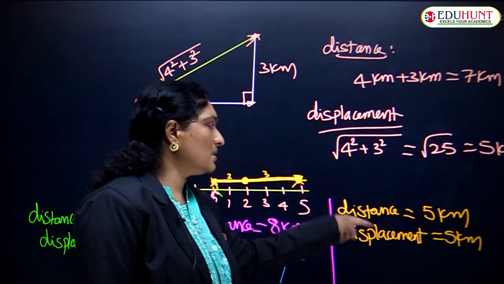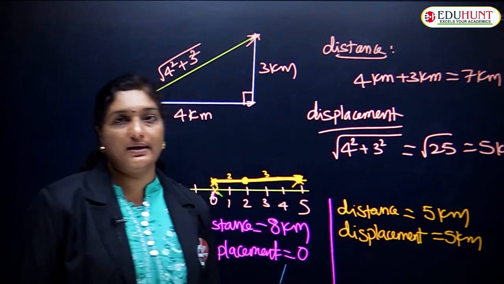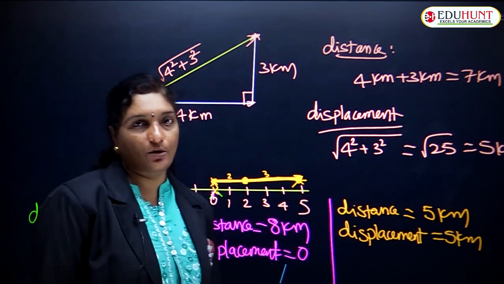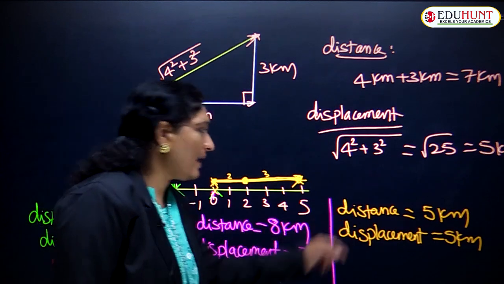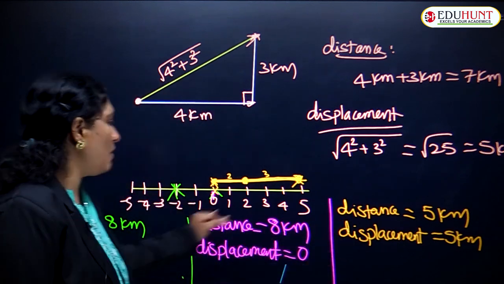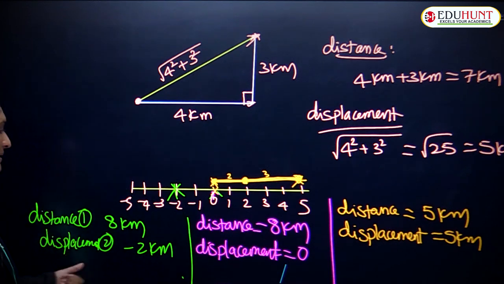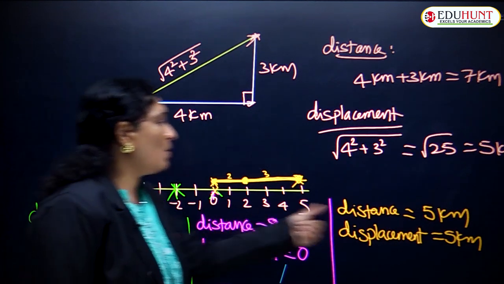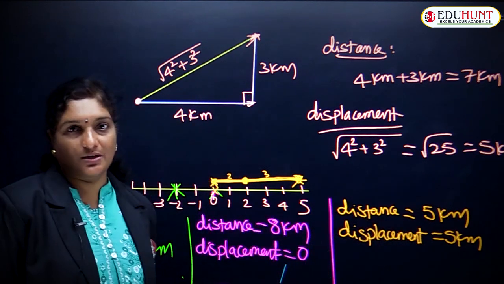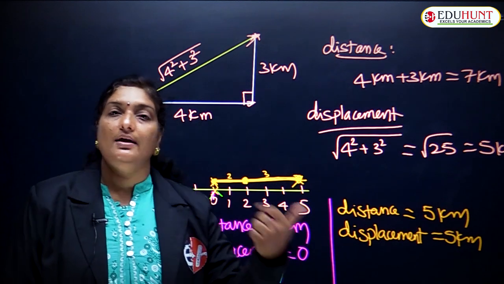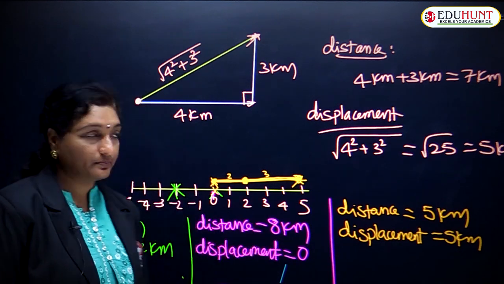Third case, distance was 5 kilometers and displacement is also 5 kilometers. In all the 3 cases you would have observed that the distance always takes a positive value, whereas displacement can be negative, positive or 0.